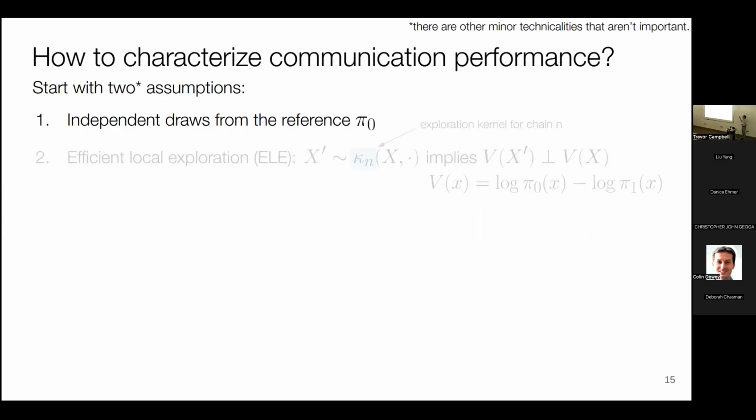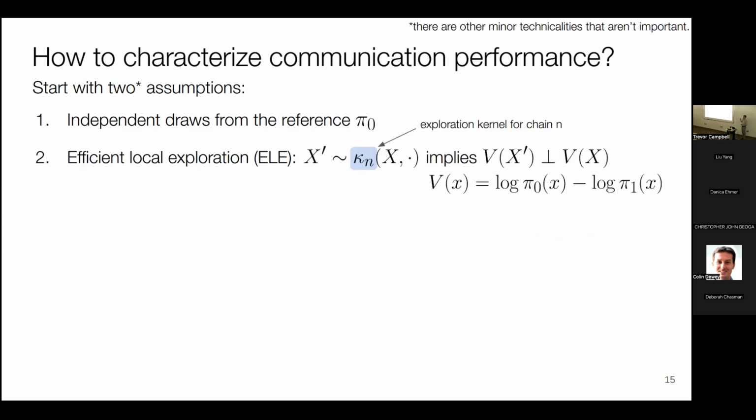The assumption that is a big deal is what's called the efficient local exploration hypothesis. Let's parse this one for a second. What this assumption says is that if I take a draw from my exploration kernel at chain n, starting at x, and I move to x prime, that implies that this energy function, this log density ratio between my reference and my target, is independent.